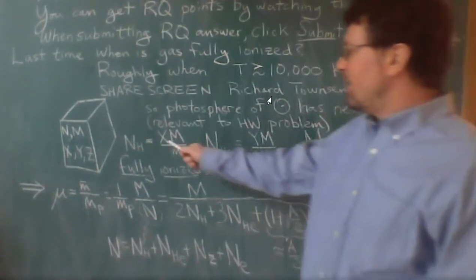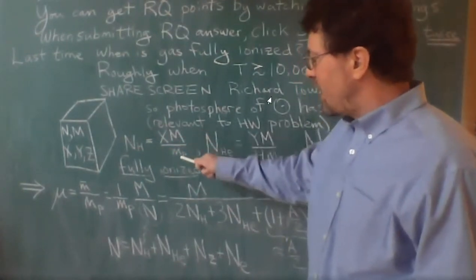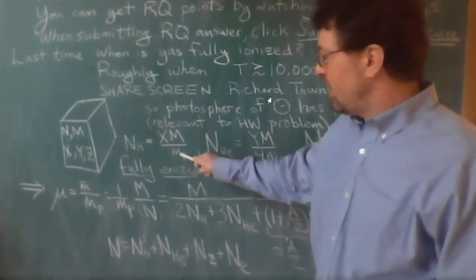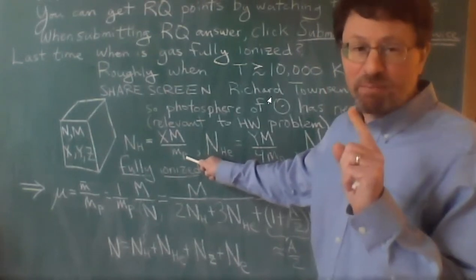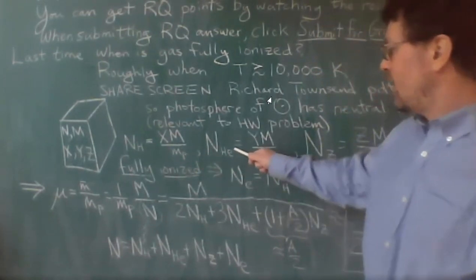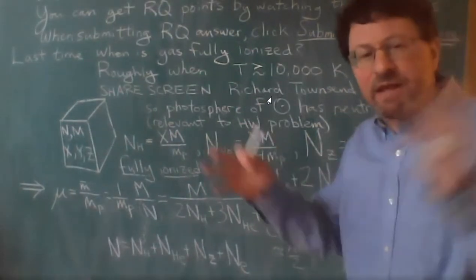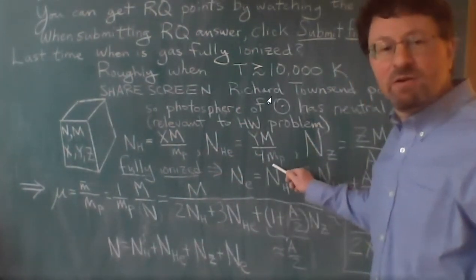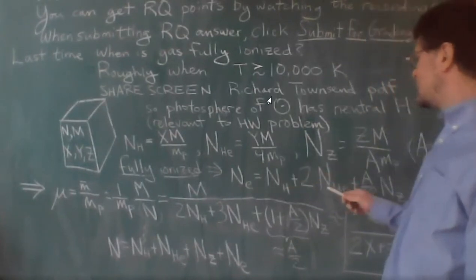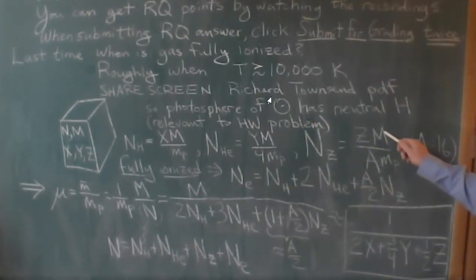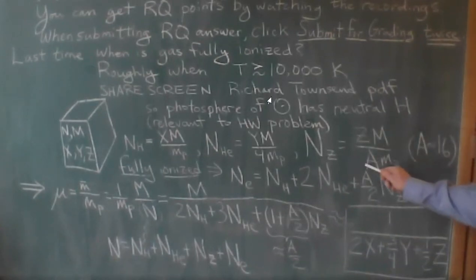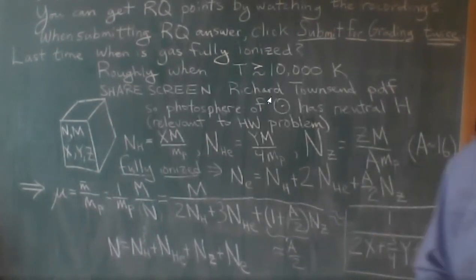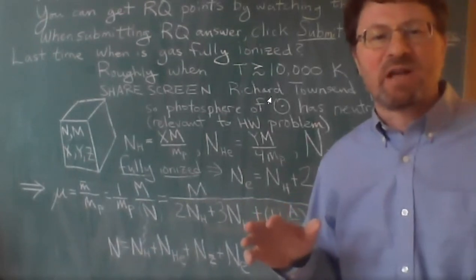And we said that the number of hydrogens is going to be the mass of the hydrogen divided by the mass of a single hydrogen, a proton. Here, the number of heliums is the mass of all the helium, y times m, divided by the mass of a single helium nucleus, 4 times the mass of the proton. And then the number of metals is going to be Zm divided by A m_p, where A is some kind of average atomic mass.